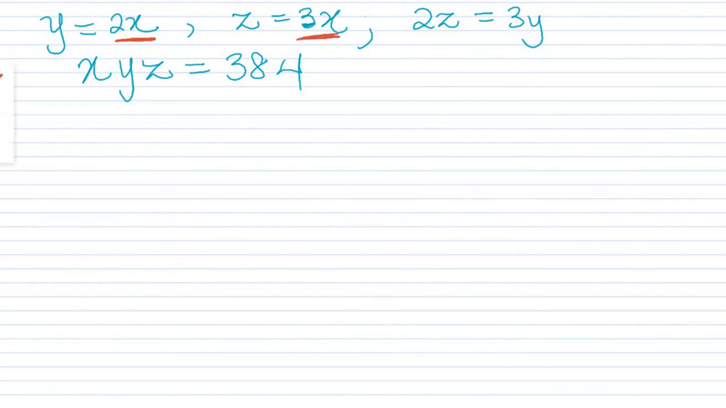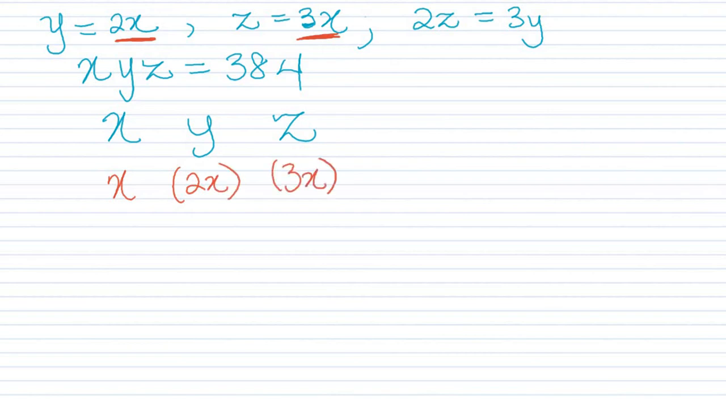So what that means is that x, y, and z here is the same thing as substituting x for x, so it's just basically x, y here for 2x, and z here for 3x. So what you end up with is this, and remember, x multiplied by y multiplied by z is the same thing as 384.